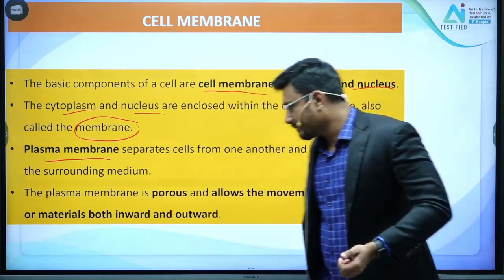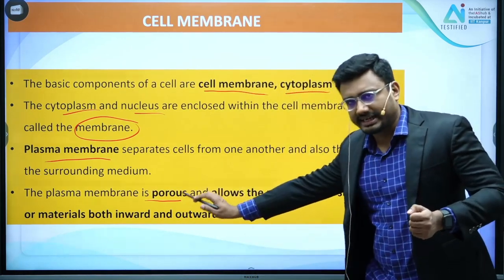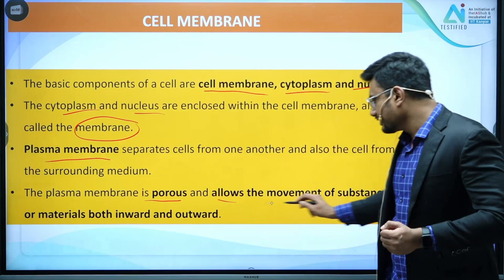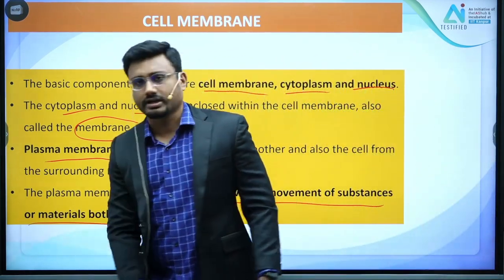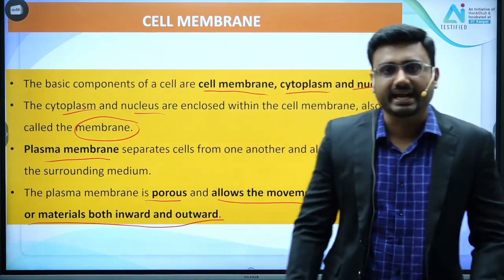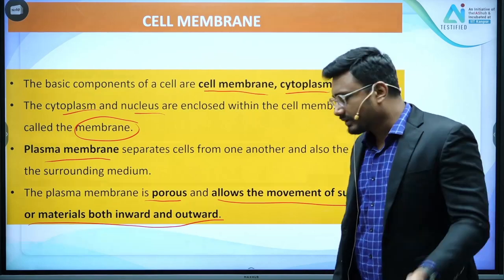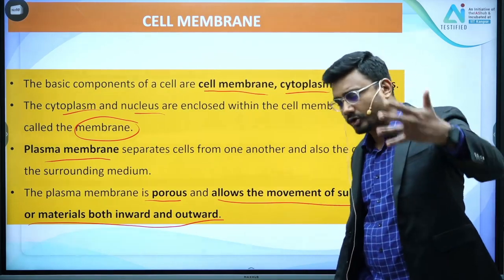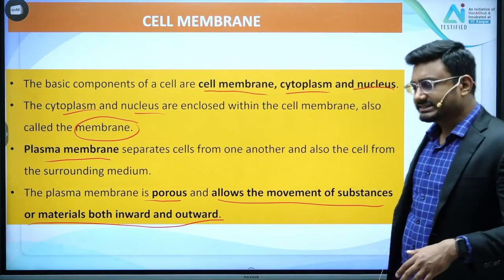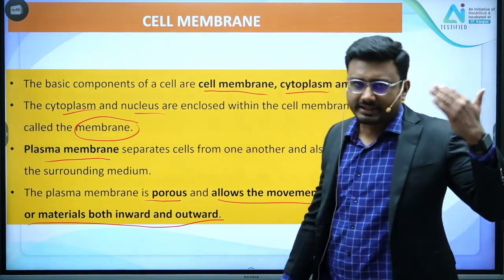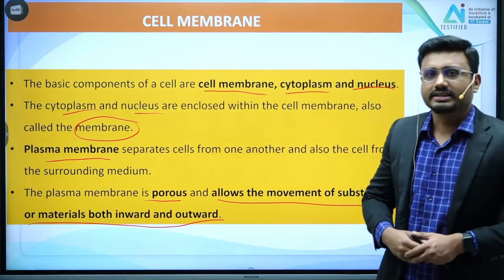The plasma membrane is porous, and this is a very important point. Because it is porous, it allows the movement of substances or materials both towards the inside and also outside of the cell. Now let's move on to the next slide.